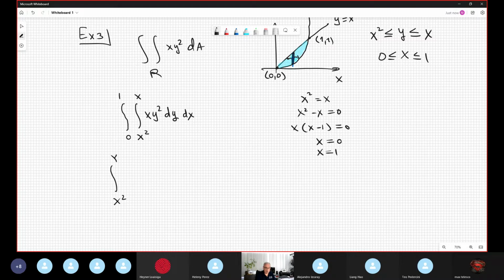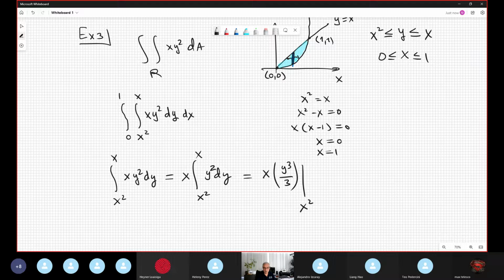You want to copy it separately? Some students say, no, I don't want to copy separately. I integrate this. You consider that x is a constant because the integral is dy. You put the x outside, and you focus on this integral, which is y cubed divided by 3. So basically it is x times y cubed divided by 3, evaluated at x squared and x.